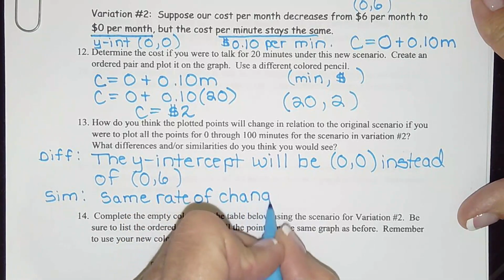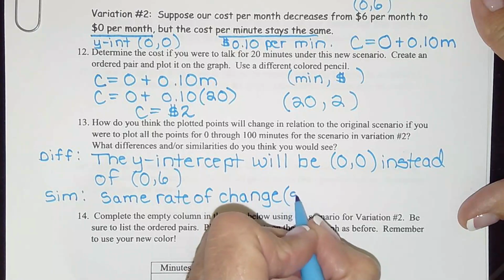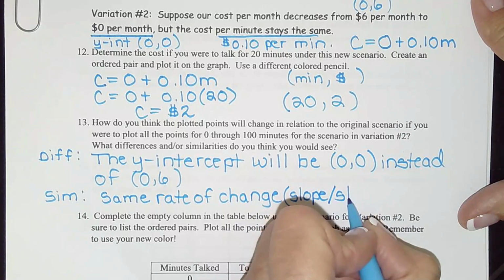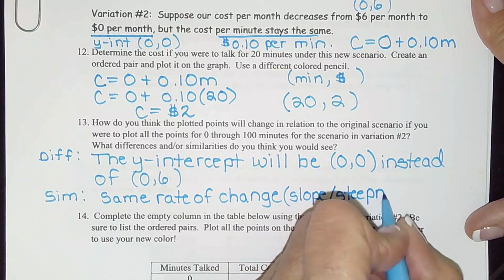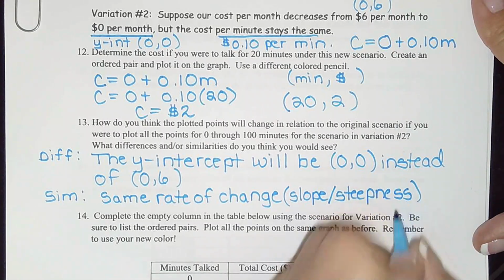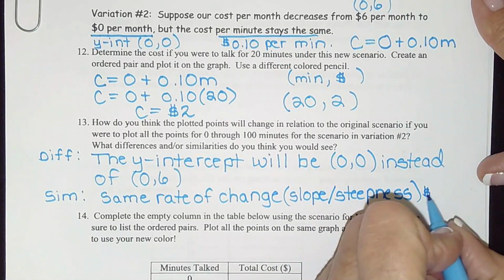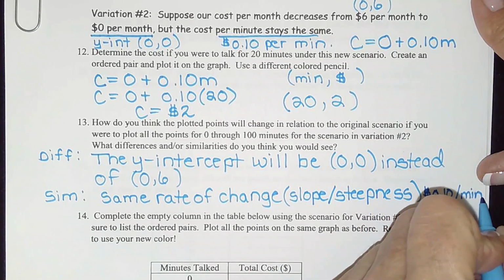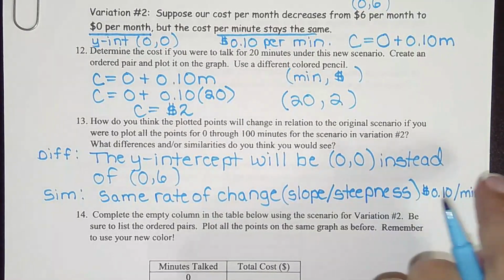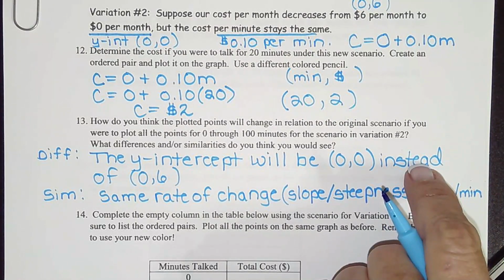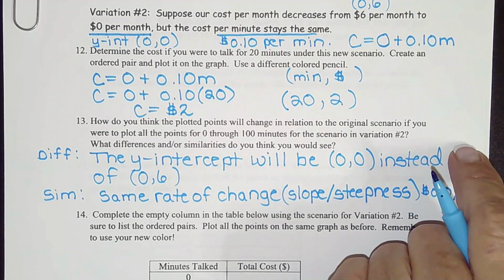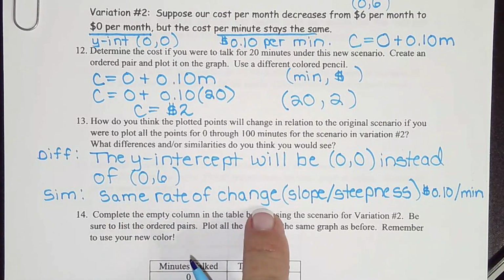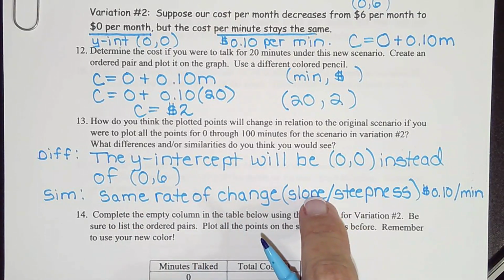Which, let's just keep reminding ourselves, that's called the slope or the steepness of the graph. And that is 10 cents per minute. And that's rise over run. Rise 10 cents, run a minute. So it will have the same rate of change, which means the same slope.